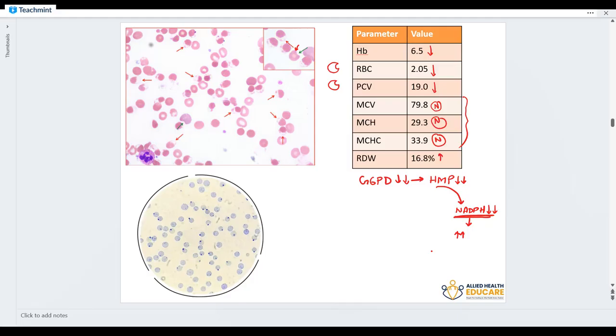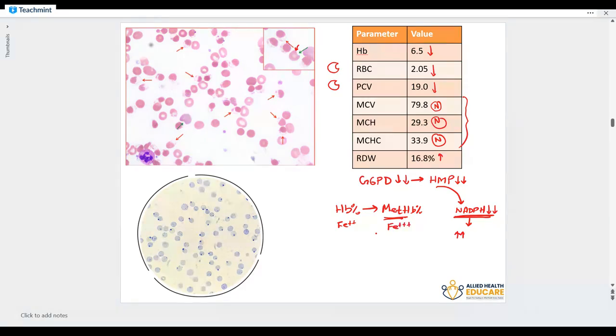So if the RBC membrane becomes oxidized, what happens? Our hemoglobin will become oxidized by ROS. And if the hemoglobin is oxidized, then it is called methemoglobin. This methemoglobin is the oxidized form of hemoglobin. In hemoglobin, the Fe is double plus. If it is oxidized, then it loses one electron and it becomes Fe plus 3.